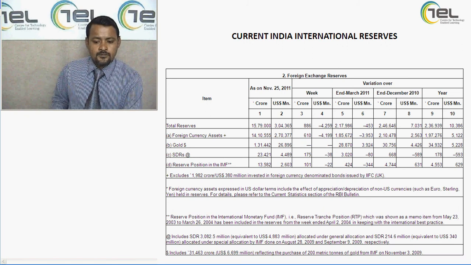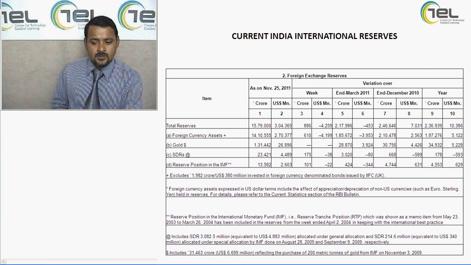Reserve position in the IMF was around 14,000 crores, which means it increased from previous weeks. So if you convert that into US million dollars, you can see that there have been some changes over the period of time from end March 2011, from end December 2010 till November 25, 2011. So there are positive changes in India's foreign exchange reserves.